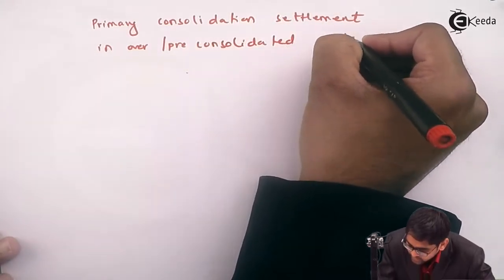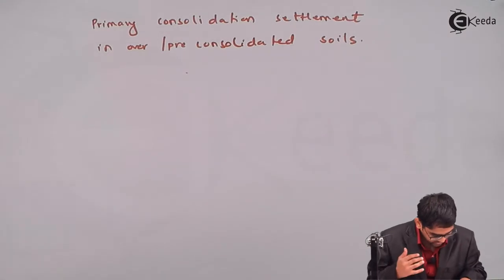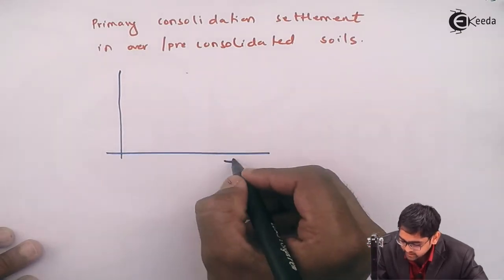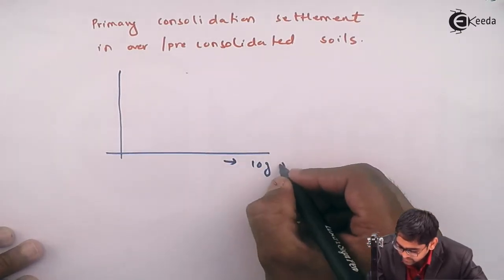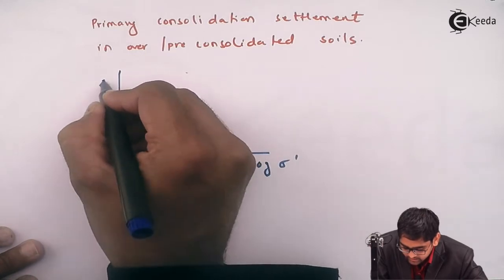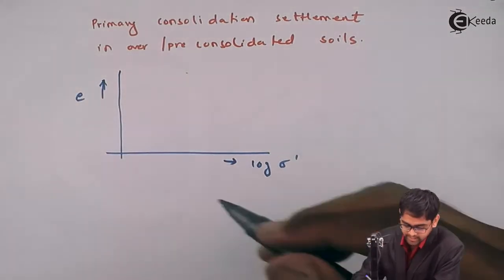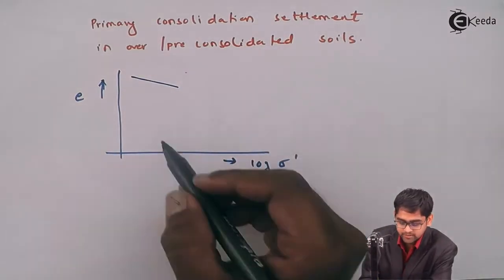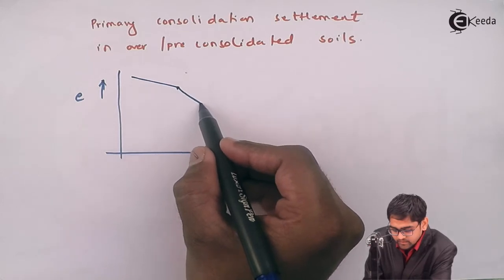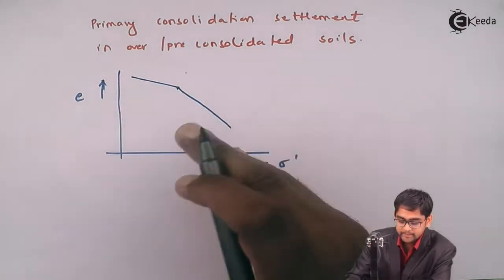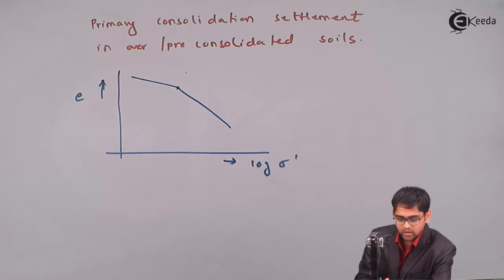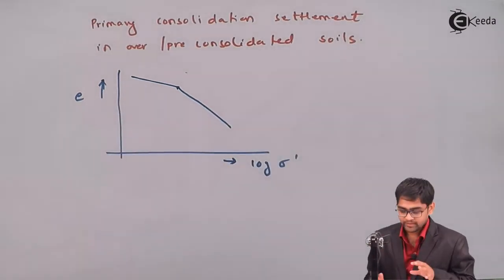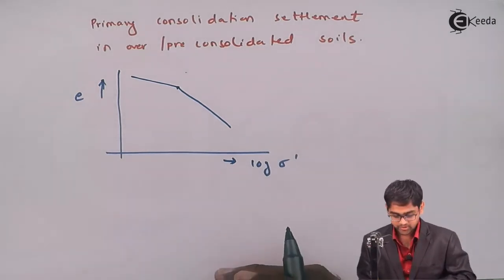So as you are aware, for the pre-consolidated or over-consolidated soil, the plot of e versus log of sigma dash up to the pre-consolidation stress is like this, and then after it goes like this. So this is the field curve, and we also saw how to transform the lab curve into a field curve by the Schmertmann method, which we solved in our previous lectures.